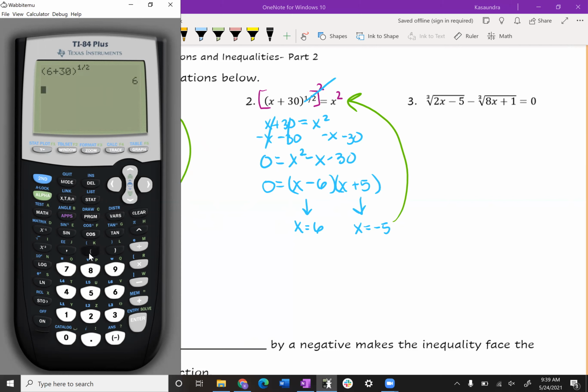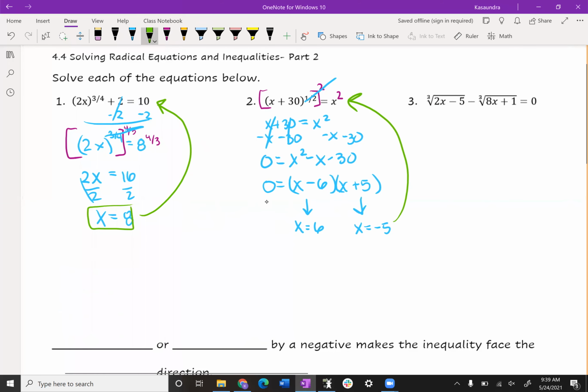And we're going to try this again with the -5. So -5 plus 30, and again, raised to the 1/2, or in other words, a square root, same thing. Let's see if that equals our x. It should equal the x, -5. It just gave us a +5. So that is actually an extraneous solution. So that answer is out. We had one solution, x equals 6.